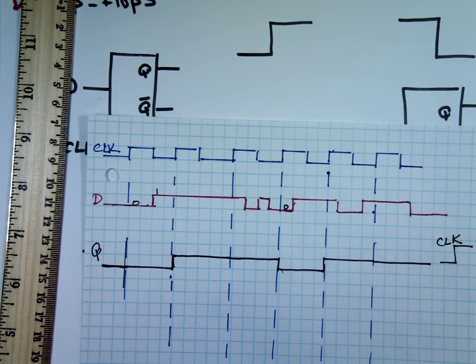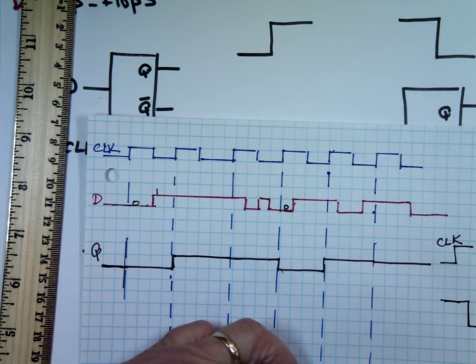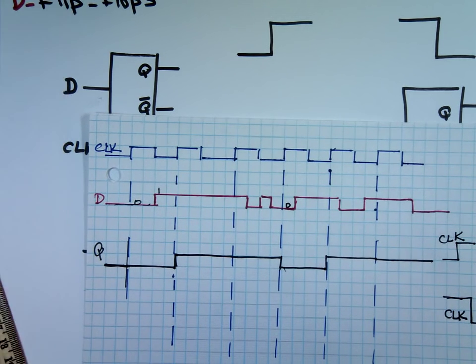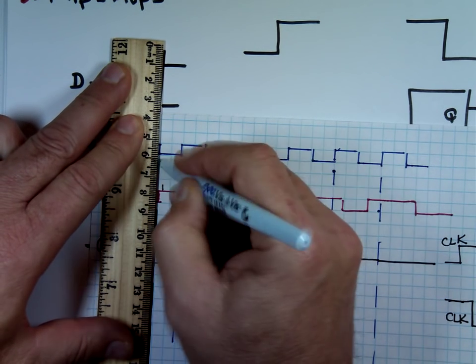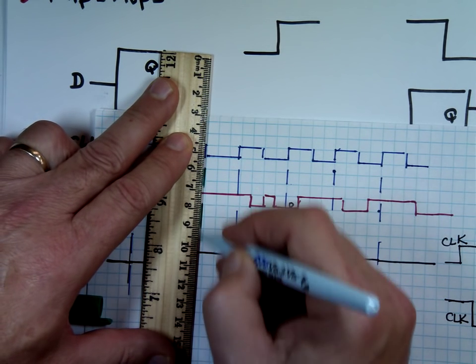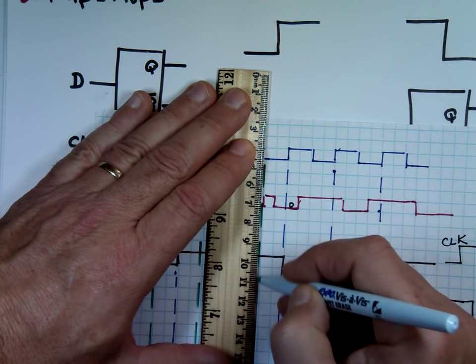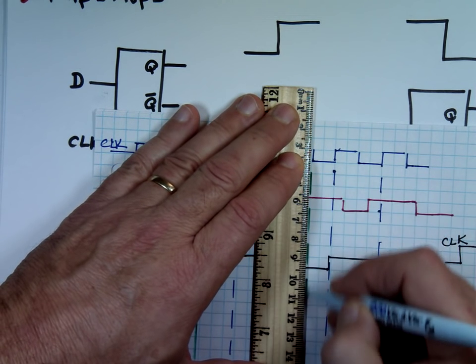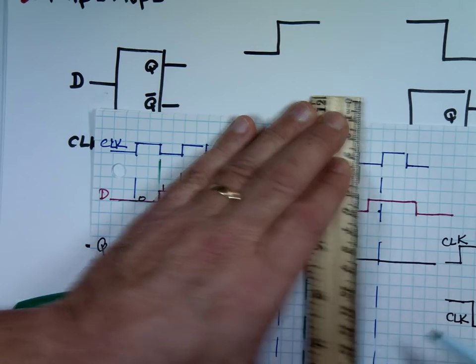If your clock works on the falling edge, I didn't mark the falling edge because I wasn't planning on using it. So let's say the clock is a falling edge clock. Then I have to look at this time now. It's a different answer I'm going to get. That's the falling edge. That's the falling edge. That's the falling edge. That's the falling edge. That's the falling edge. And that's the falling edge.